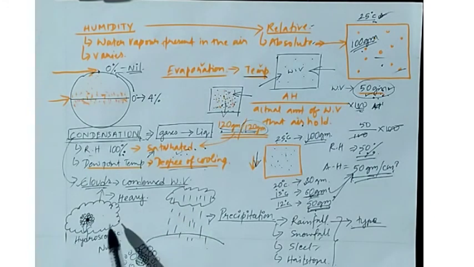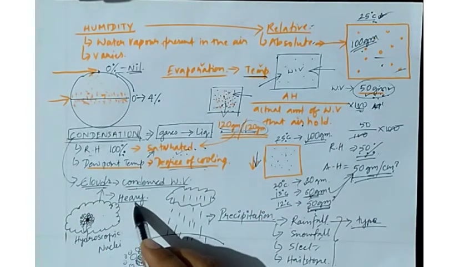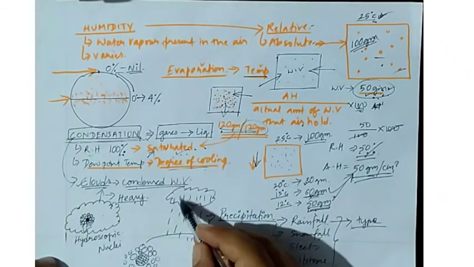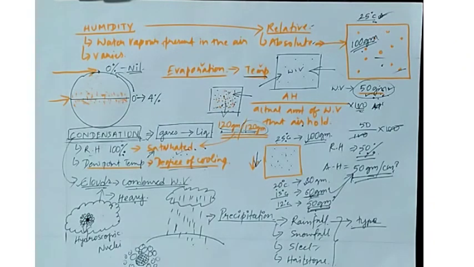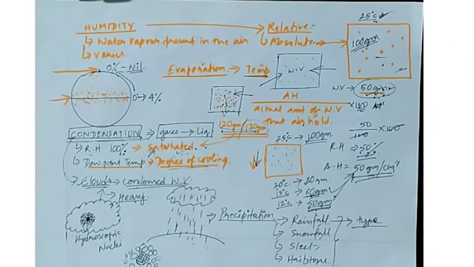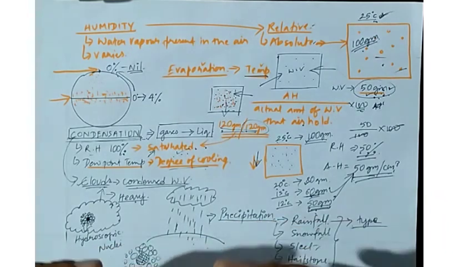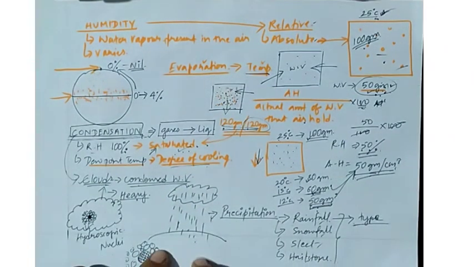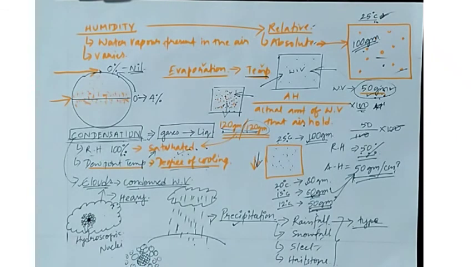Now those clouds remain suspended in the air, and when more water vapor is added, the clouds become heavy and cannot remain suspended any longer. As a result, they come down towards the earth's surface. The whole cloud will not fall at once. The condensed water vapor falls on the earth's surface in different forms. That process of condensed water vapor falling on the earth's surface is known as precipitation, and it has different forms: rainfall, snowfall, sleet, and hailstones.